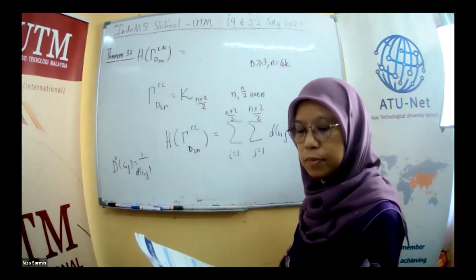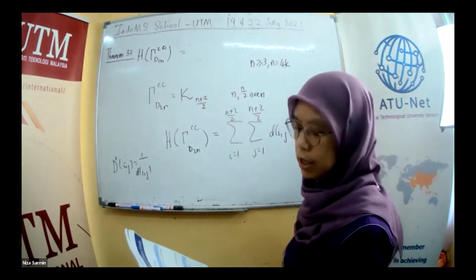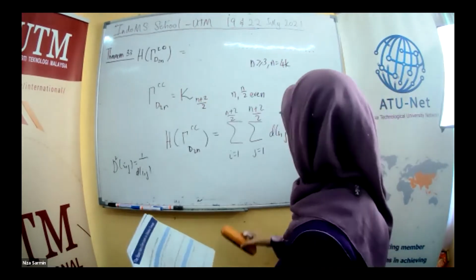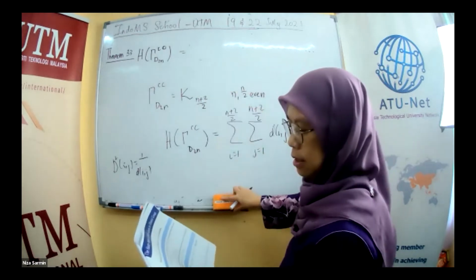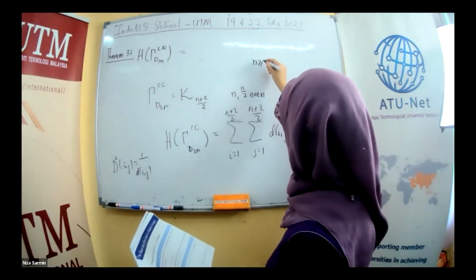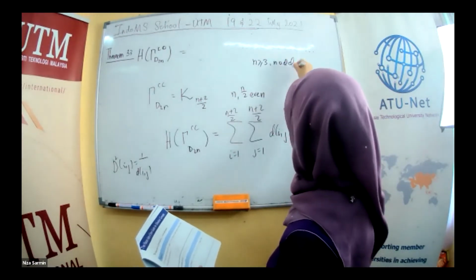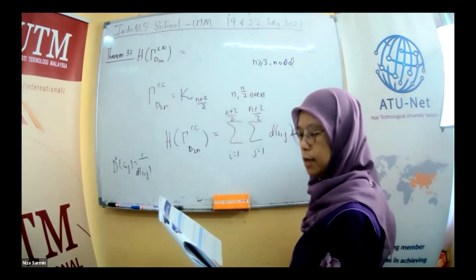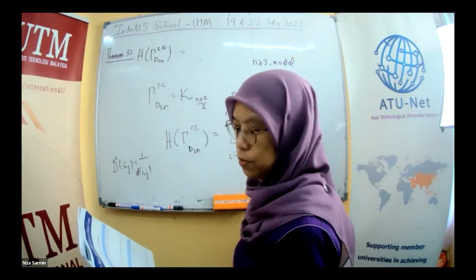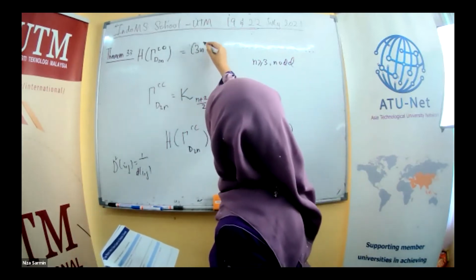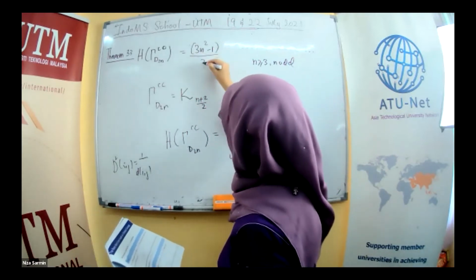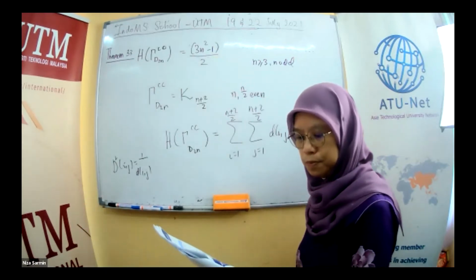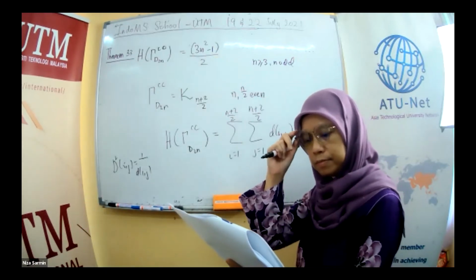Okay. So still for the dihedral group, and n equal to 3 and odd. Okay. Now this is equal to 3n squared minus 1 over 2. All right.